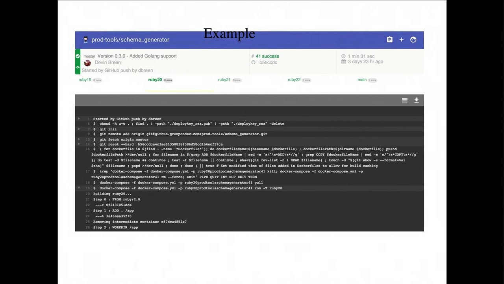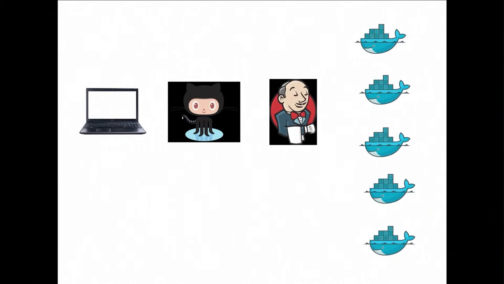So this is the end result. This is how it looks. When a build comes in, it is parallelized for four different versions of Ruby. Yeah, that's it. OK, the arrows are missing in this slide. They got lost in the conversion.